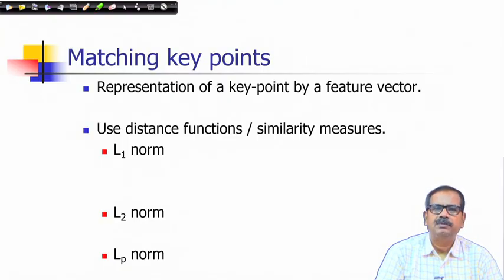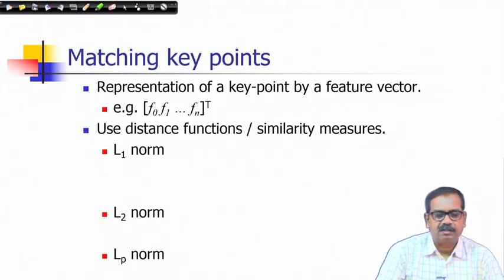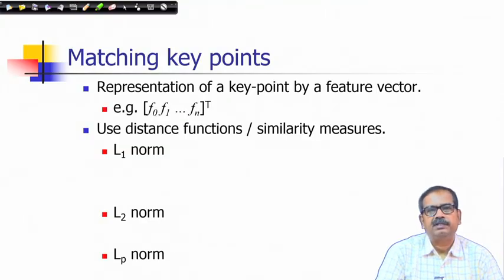The same discussion we will be repeating here: you can represent a key point by a feature vector that we have considered. Suppose we have a feature representation as a vector. Here it is an n plus 1 dimensional vector, please note in my notation, starting from f0, f1 to fn. And then you can use some distance function to define the proximity or similarity between two vectors. Other than a distance function, you can also directly use any similarity measure.